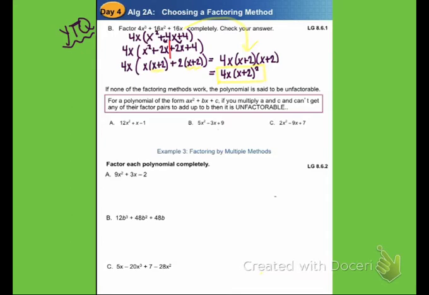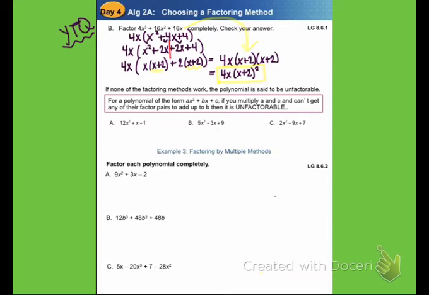Now what if you tried and you went through that whole entire table, you thought about all the different factoring methods that we've learned, and you can't come up with anything? Well, that just means that the polynomial is unfactorable. You just say it's not able to be factored, it's unfactorable.